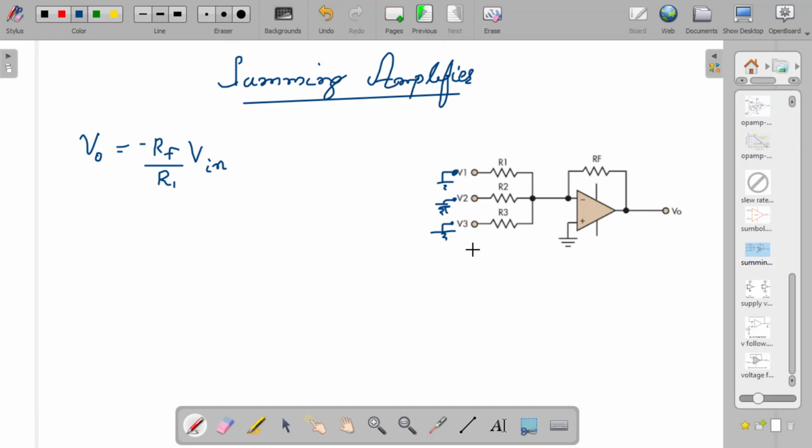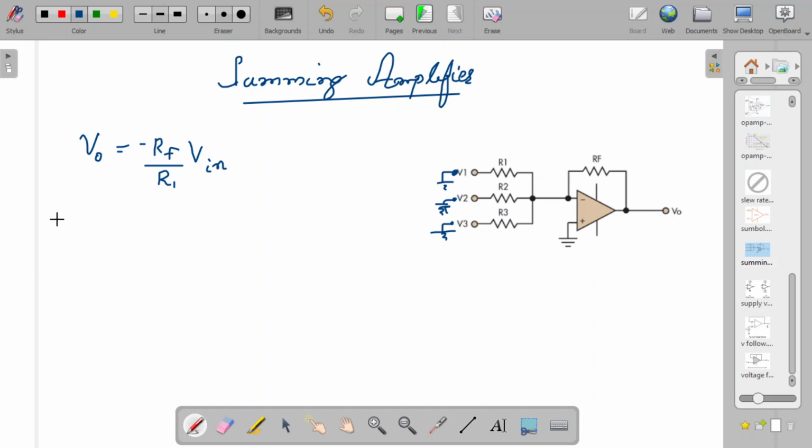In that way, when you next consider V2, you keep V1 and V3 grounded. Next time when you consider V3, you keep V1 and V2 grounded. Or I can say that you first understand the result of V1 alone at VO. That is the first part. Then you forget about V1 and V3 and find the output voltage due to V2 alone. And the third time, you forget about V1 and V2 and see what is the resultant of V3 at VO.